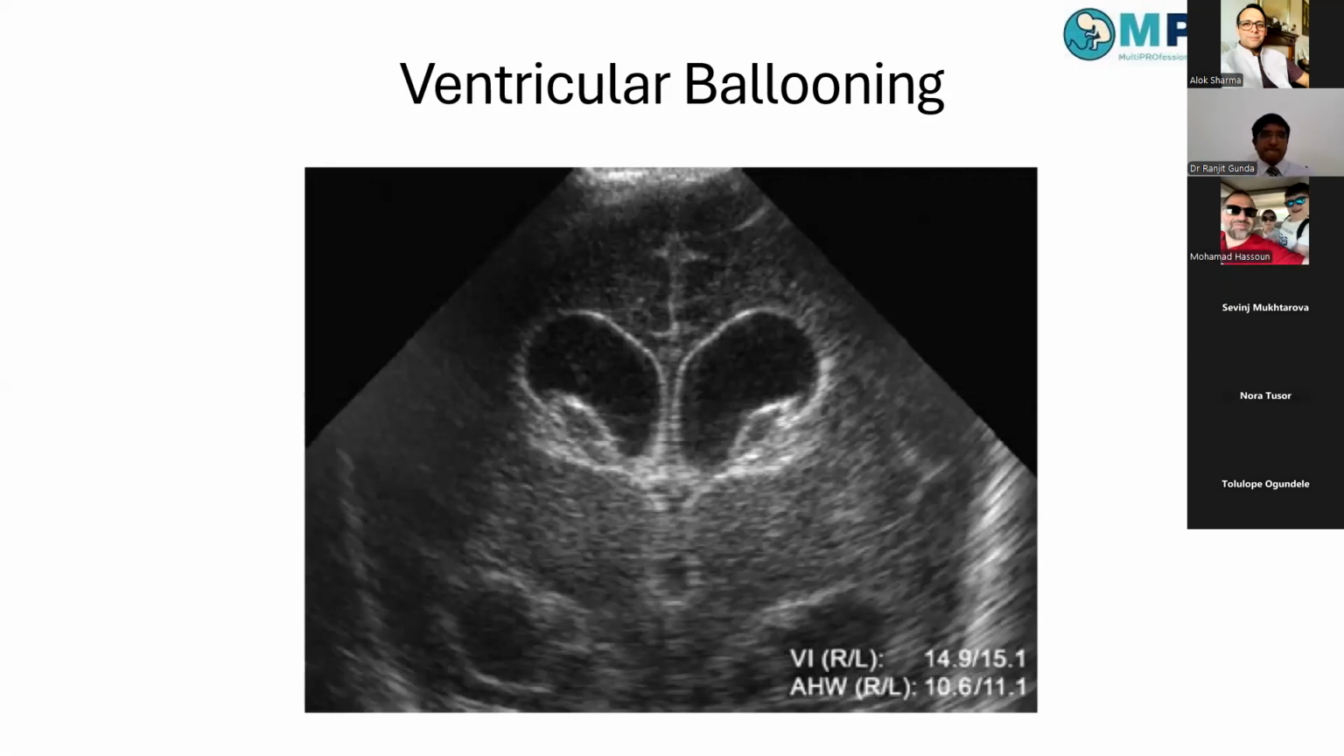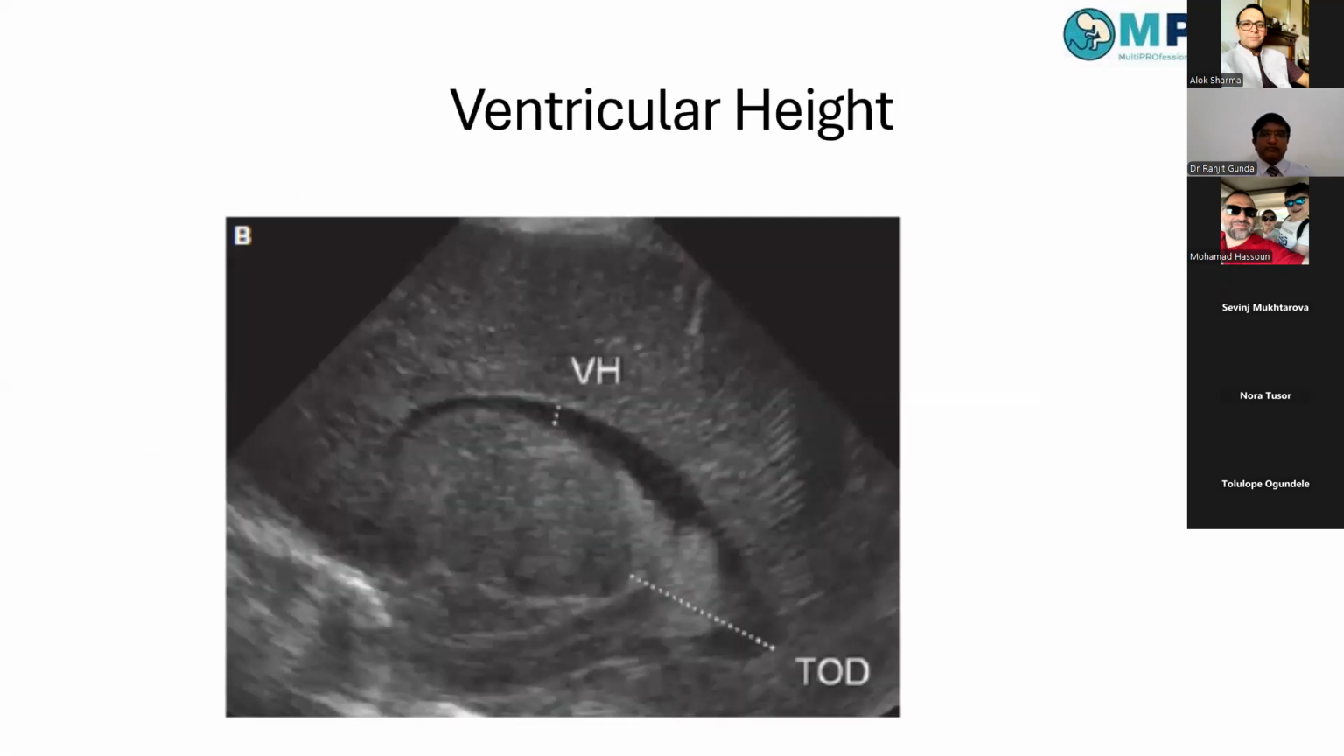Can I ask about the VH, ventricular height, in the parasagittal? For that, there are no normal values. That's for serial measurements. No nomograms for this, but you can use it for serial measurements. And it's in exactly the same view as the thalamo-occipital diameter, but we measure at the level of the caudothalamic groove. Thank you.